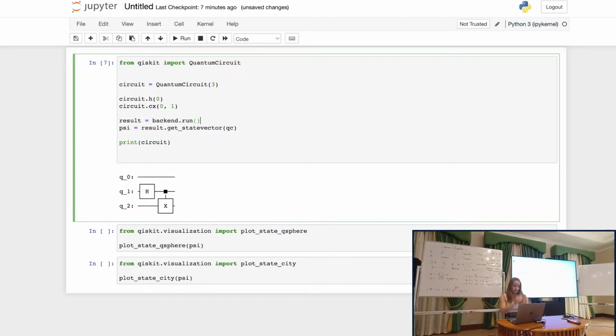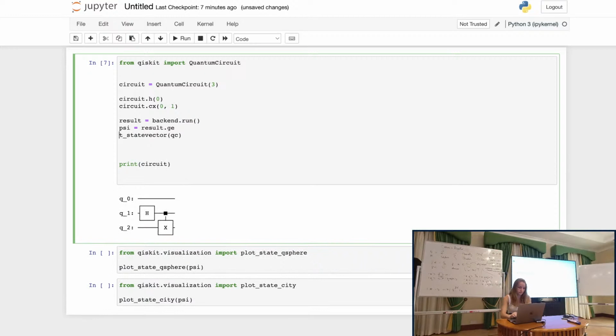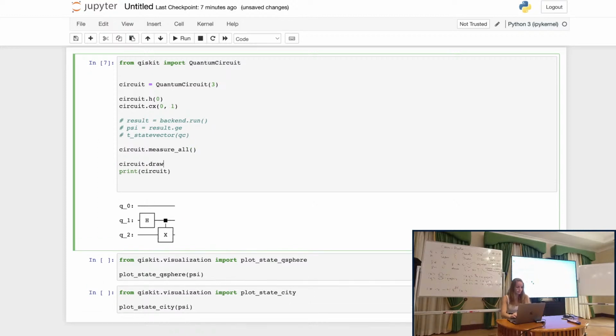Good, so let's see how we can execute the circuit, because so far we just created the circuit, but we have not actually executed it. Again, as when we used the composer before, we need to add a measurement. So we say circuit.measureAll, and then we draw our circuit. Now we have the two classical bits here, and the measurements that give us the outputs.